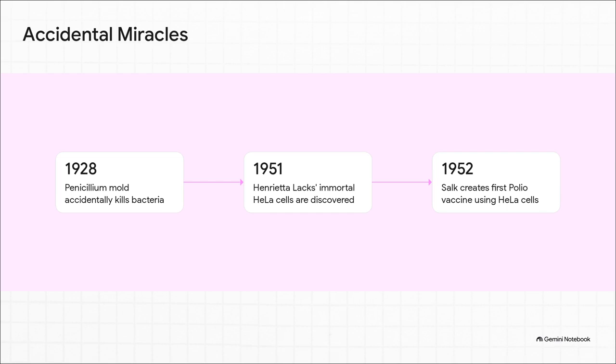Take 1928. Alexander Fleming wasn't setting out to change the world that day. He just noticed some penicillium mold accidentally killing off bacteria in his petri dish. And boom, we get the world's first antibiotic. Or look at 1951. Scientists discovered that cancer cells taken from a woman named Henrietta Lacks were practically immortal in a lab setting. And because of that totally unexpected cell culture, just a year later in 1952, Jonas Salk was able to create the first effective polio vaccine. Millions of lives saved, all starting from unexpected lab results.